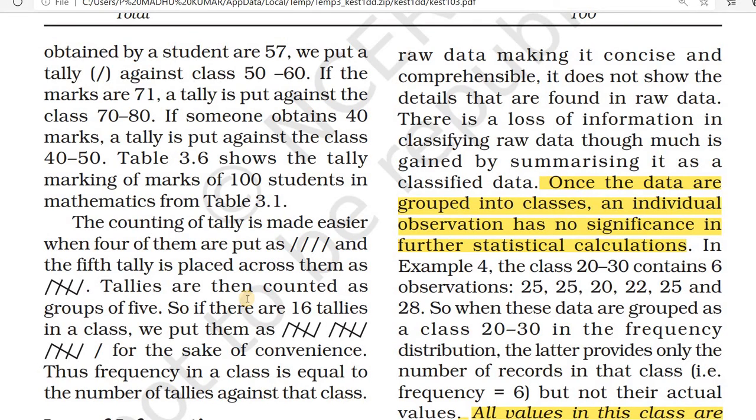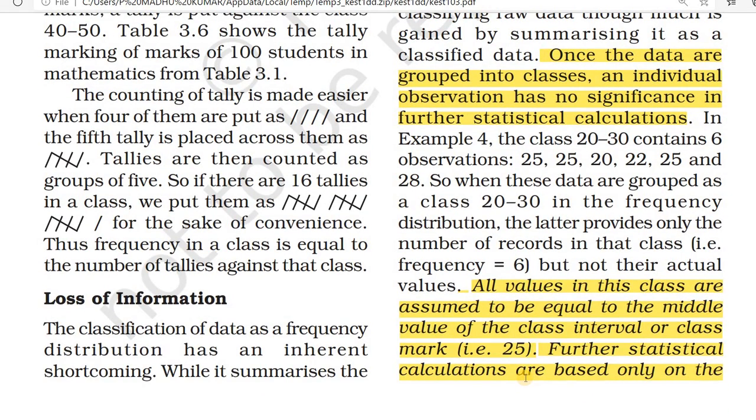The value will be between 20 and 30, that's all. Then the frequency will be 6, because 6 observations are there. After that we cannot identify which one is 25 or which one is 20 or 22. It's not possible. Then all values in this class are assumed to be equal to the mid value.